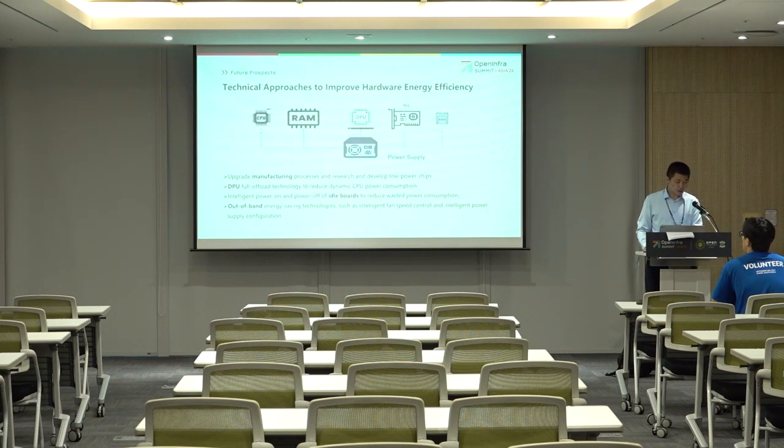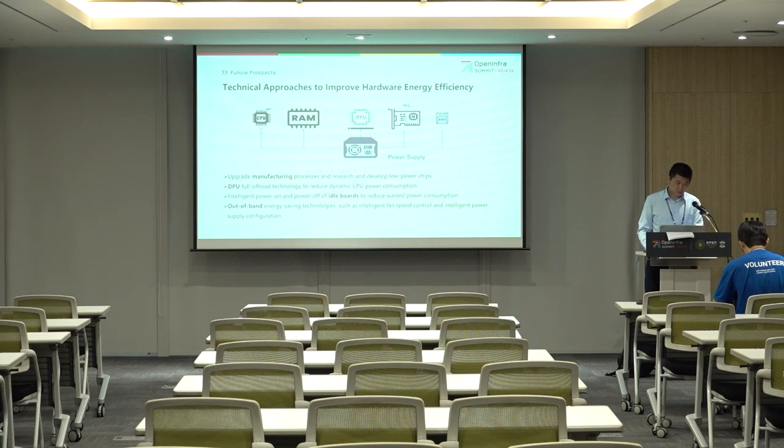Okay, here are some future approaches. I think the first is we still need to improve the manufacturing process. This is the basis to reduce power consumption. And also, now the DPU card has become mature. We will use the DPU to offload the CPU traffic. By this way, the DPU will provide better energy efficiency.